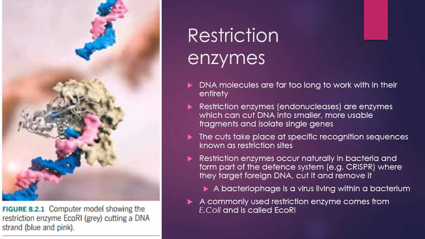A commonly used restriction enzyme comes from E. coli and is called EcoRI or EcoR1. I'm not really sure how it's pronounced. And a model for that enzyme is shown on the left there. So you can see the DNA double helix with the pink and blue, and the enzyme is that big blob that's made a cut in that DNA.